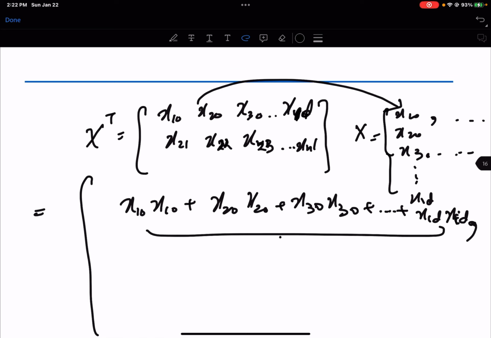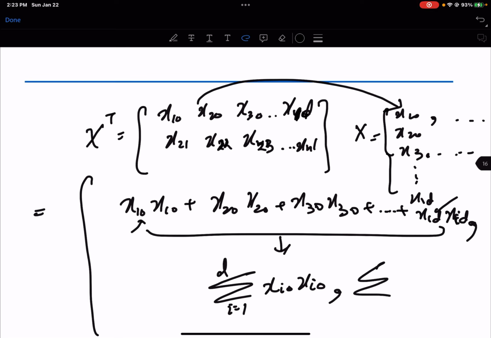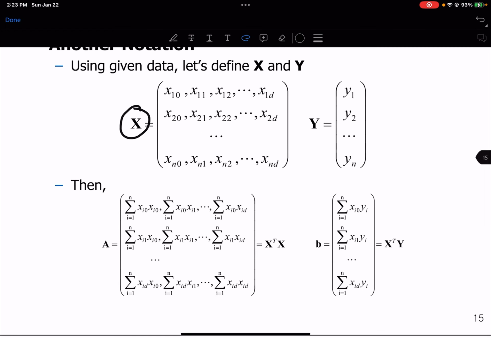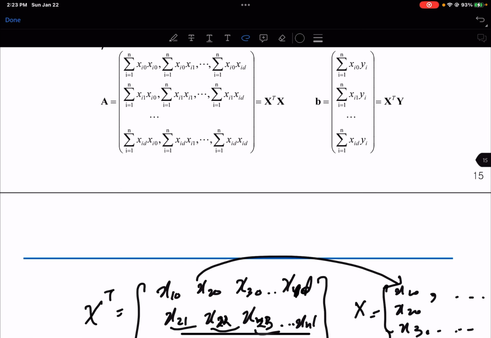And how can we represent this? Summation of I naught, where does I start? From 1, and where does it end? T. Then we will have the next term, which we can see as 2 1, 2 2, 2 3, and the X matrix can be represented.